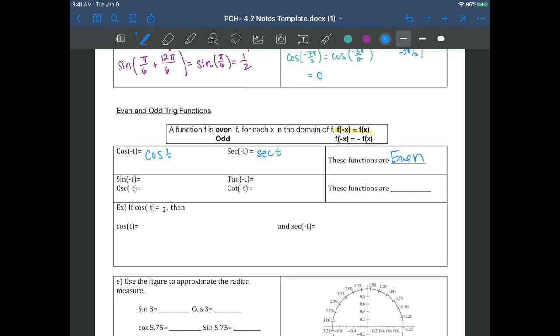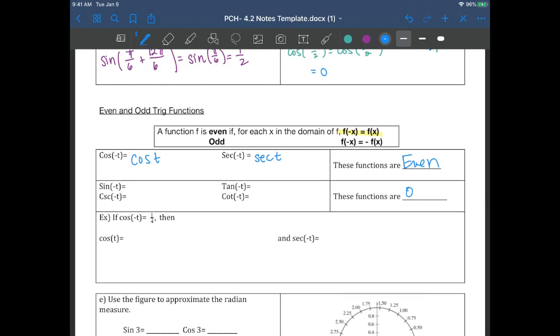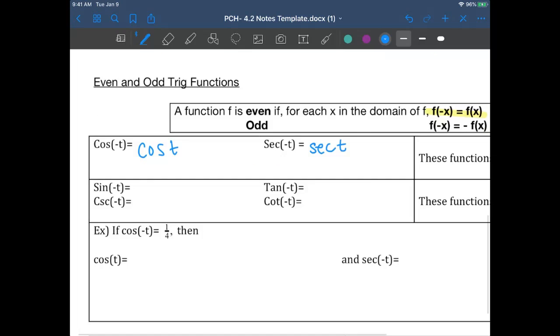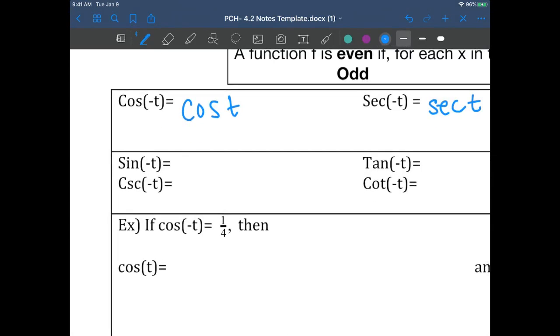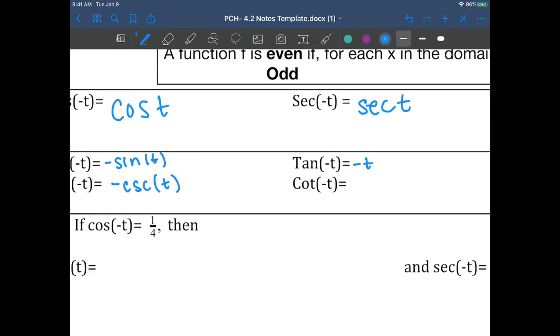Okay, sine and tangent and its reciprocals are odd functions. So the sine of negative t is equal to negative sine of positive t. Its reciprocal, the cosecant of negative t, is equal to negative cosecant of positive t. Tangent of negative t is equal to negative tangent t. And cotangent of negative t is equal to the negative cotangent of positive t.